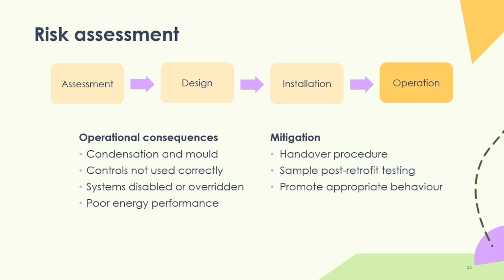So for example, air source heat pumps have their set temperature at which they work optimally. So increasing the temperature of them will not help in terms of improving the heating of the home. So it's worth making sure that the handover allows the resident to understand that the home should be heated to a certain temperature to allow for optimal energy efficiency. Systems disabled or overwritten. So again, that's part of the handover process.